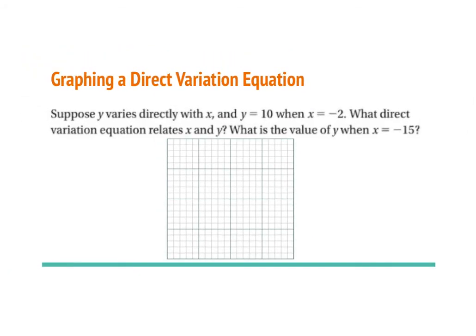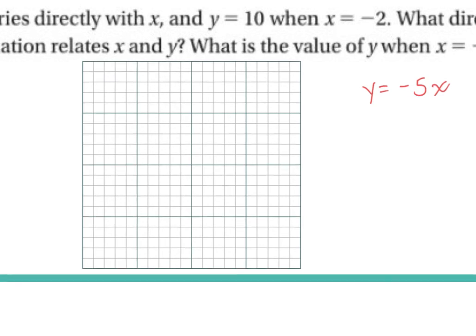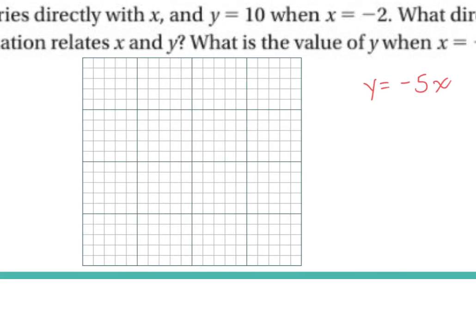Graphing a direct variation equation. Before we get into this one, we take our last problem, where we got y equals negative 5x, and we are going to graph that. So let's draw our axes. This will be our y-axis. This will be our x-axis. Y and x. Let's label our increments. Let's go by ones.